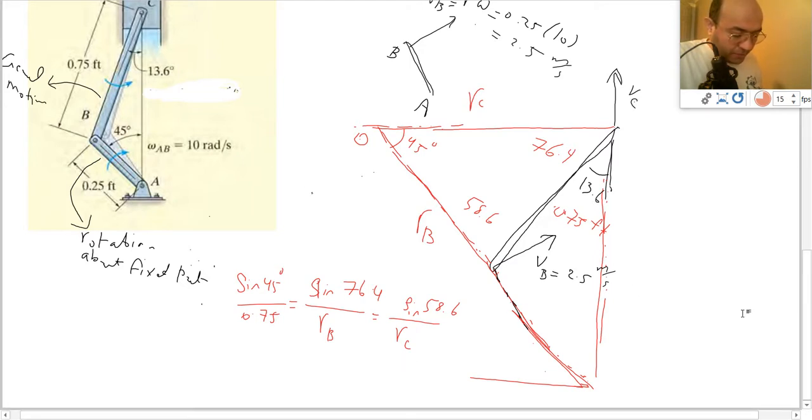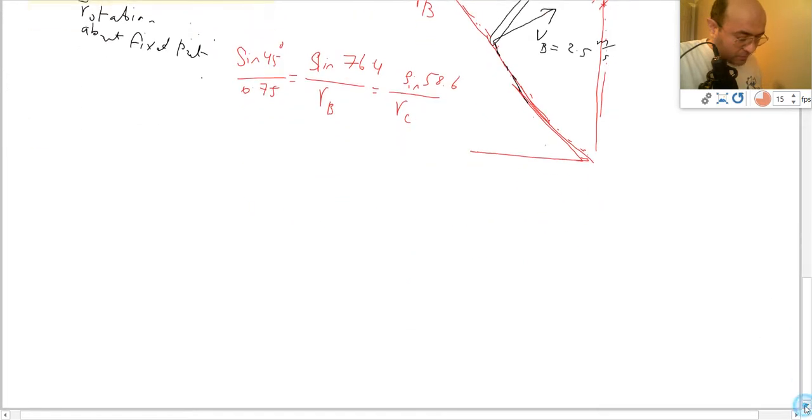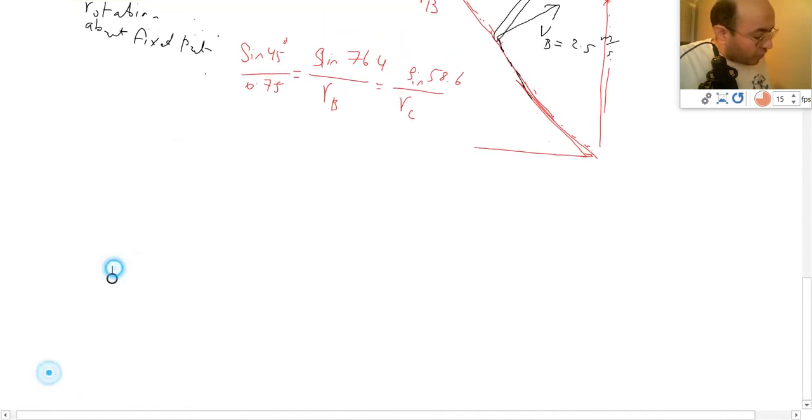Yeah, I would be able to calculate both. Just bring this slightly down. I would be able to calculate both of those. Now, if you cross multiply this relationship, you would find RB.